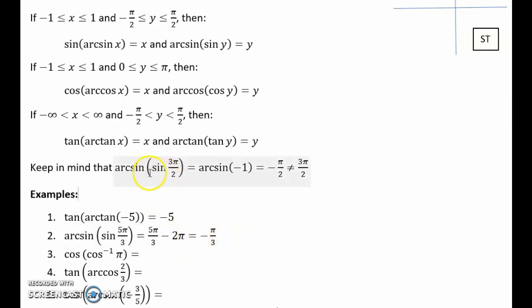So this is the correct answer. This is very similar to this statement up here. All right, so let's do cosine of arc cosine of pi. Well, for the arc cosine of pi, our domain has to be from negative 1 to 1. Is pi between negative 1 and 1? Pi is approximately 3.14. So this is not possible. It is outside of our domain restriction.